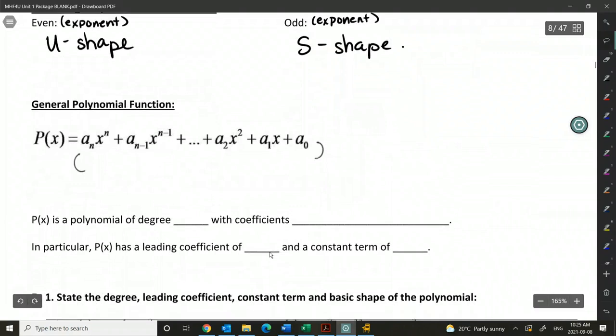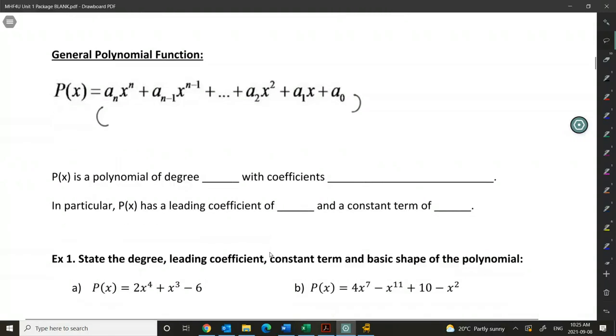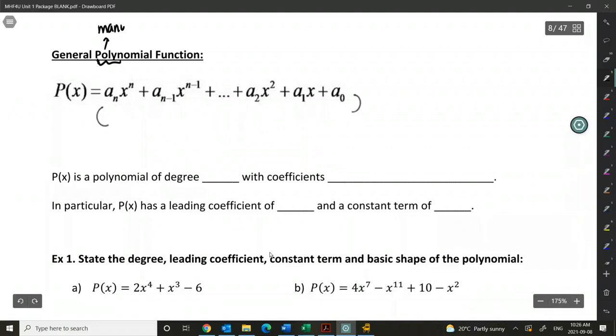Okay, so power functions lead us into this thing called a polynomial function. We have talked about some polynomials before. We've talked about binomials and trinomials in grades 10 and 11. Poly, meaning many. So poly is many. And nomial meaning term, or terms. So when I say binomial, what is a binomial?